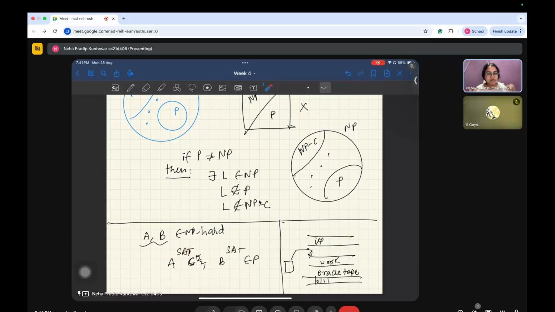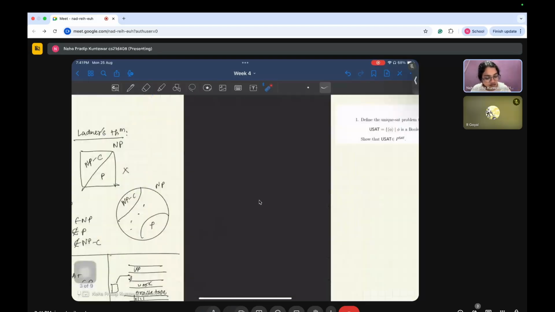You can think of some other Oracle and see how the hardness changes after that. So that's the idea behind defining the Oracle Turing machines.